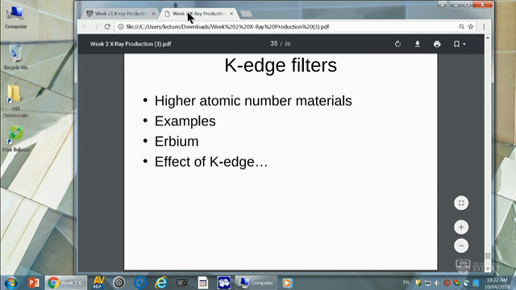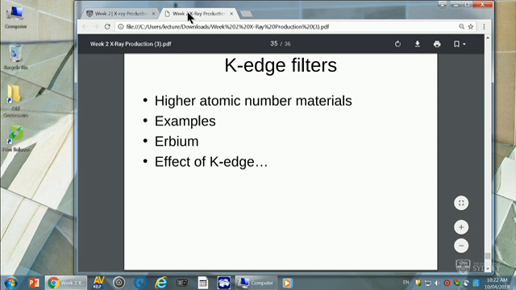Okay. Sorry, what's the K-edge? 57.5. What is the K-edge? K-edge, so it's the binding energy of the inner shell electron. Okay, remember the K-edge electrons? So the K-edge is the energy required to remove an electron from its inner shell.